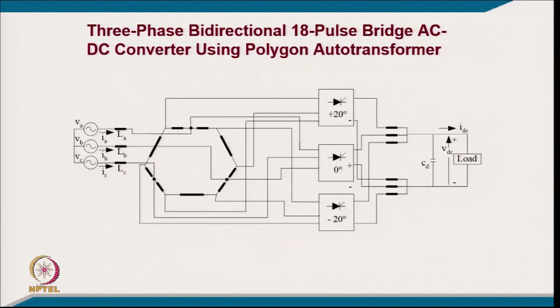Then for 3 phase we are able to have plus minus 20 degree. We are now able to get a phase shift of plus minus 20 degree for 3 converters, 60 by 3, that is plus minus 20 degree, and we are able to get an 18 pulse fully controlled converter.